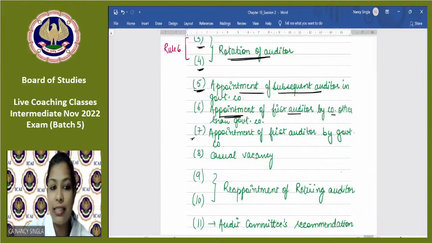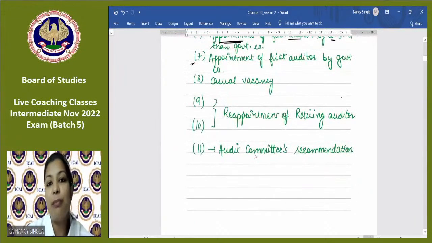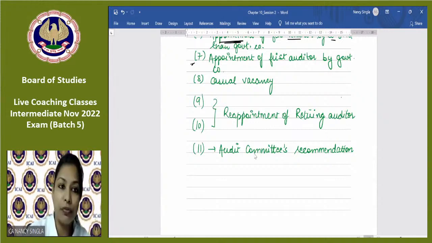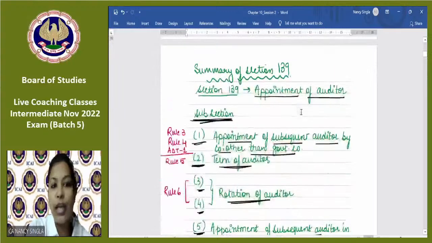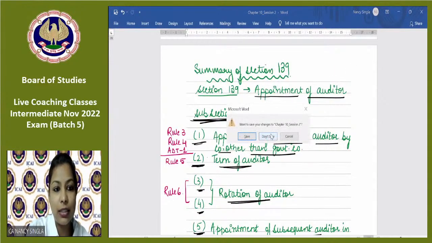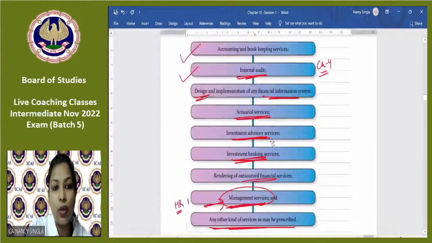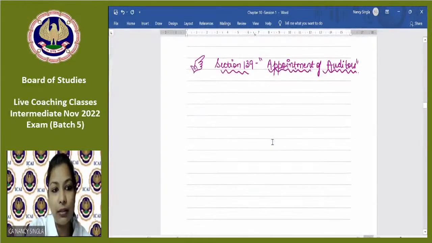Subsection 8 is casual vacancy. Subsection 9 and 10 deal with reappointment of retiring auditor. And subsection 11 says that wherever there is an audit committee, there the recommendation of the audit committee will be considered by the board of directors. That's it. Okay? So this summary we'll again do once we have covered our section 139. Okay?